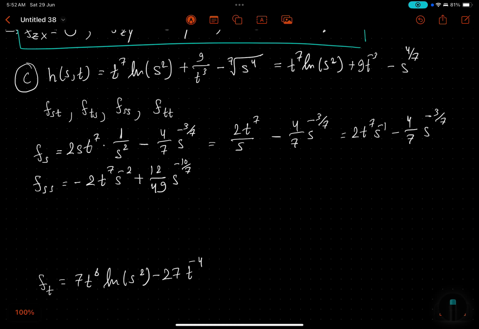So now we did find f with respect to s. Now we can find fs with respect to t. So now this becomes 14 t to the 6 s to the negative 1, and that's it.